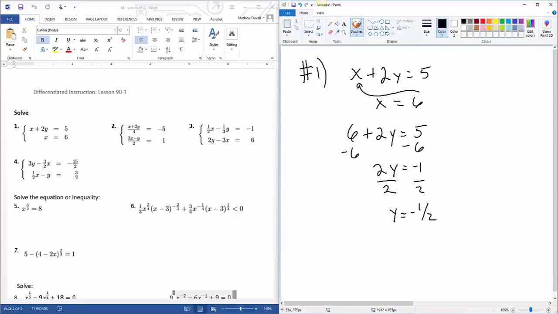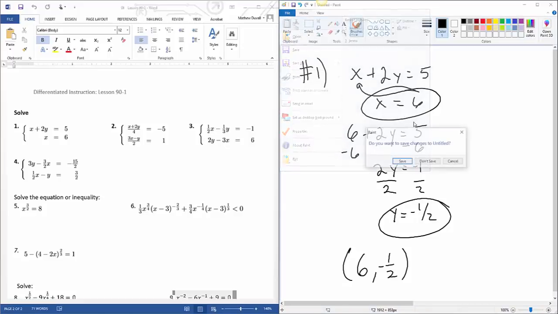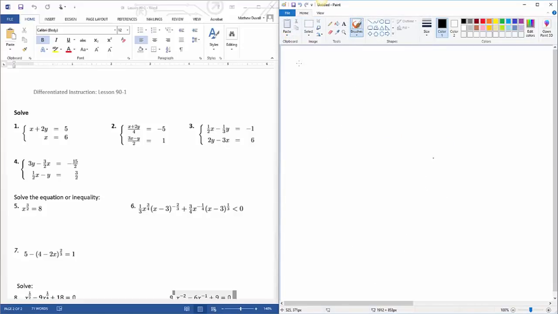Now, my answer is a point. So even though I have my two values, leaving it like this is unacceptable. We have to write it as 6, negative 1/2. Number 2.